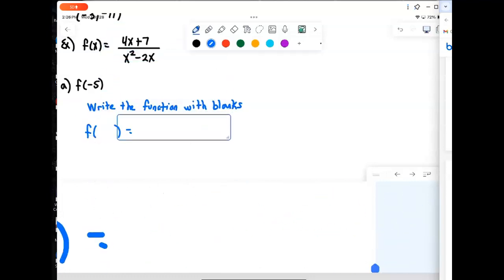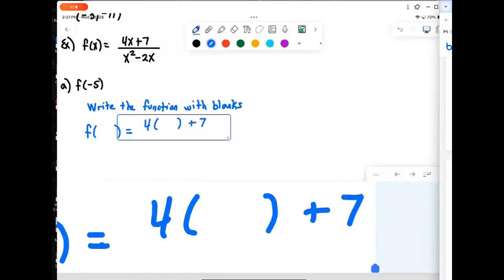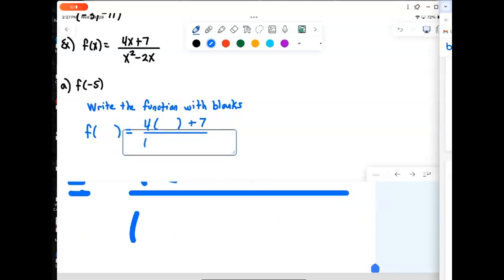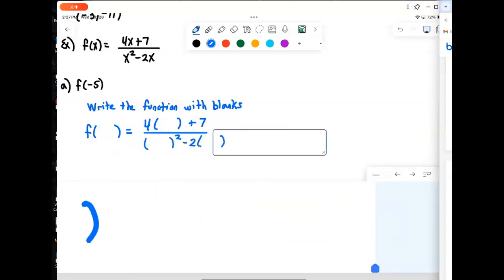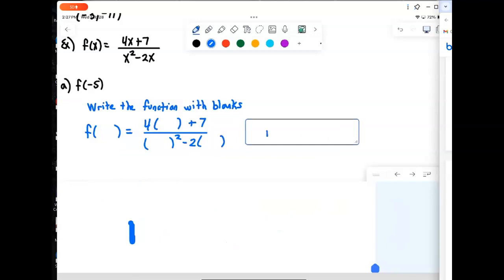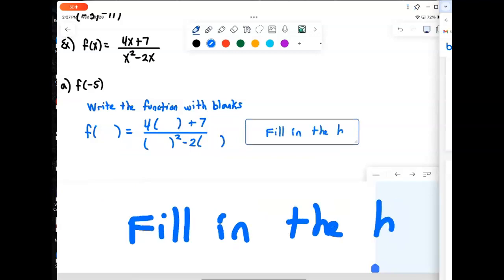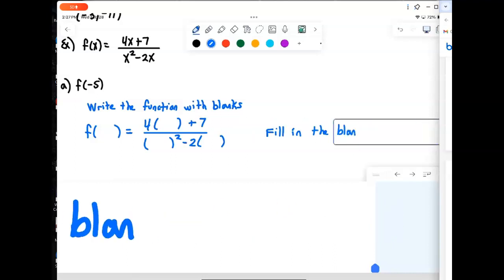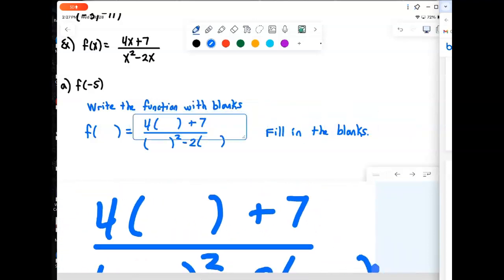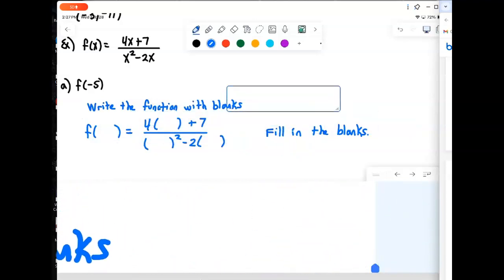And everywhere I see the variable, I'm going to write down a blank. 4 blank plus 7 over blank squared minus 2 times blank. And then simply fill in the blanks. I'm actually going to rewrite it, but in practice, you just fill in the blanks. Right? And that keeps everything straight.